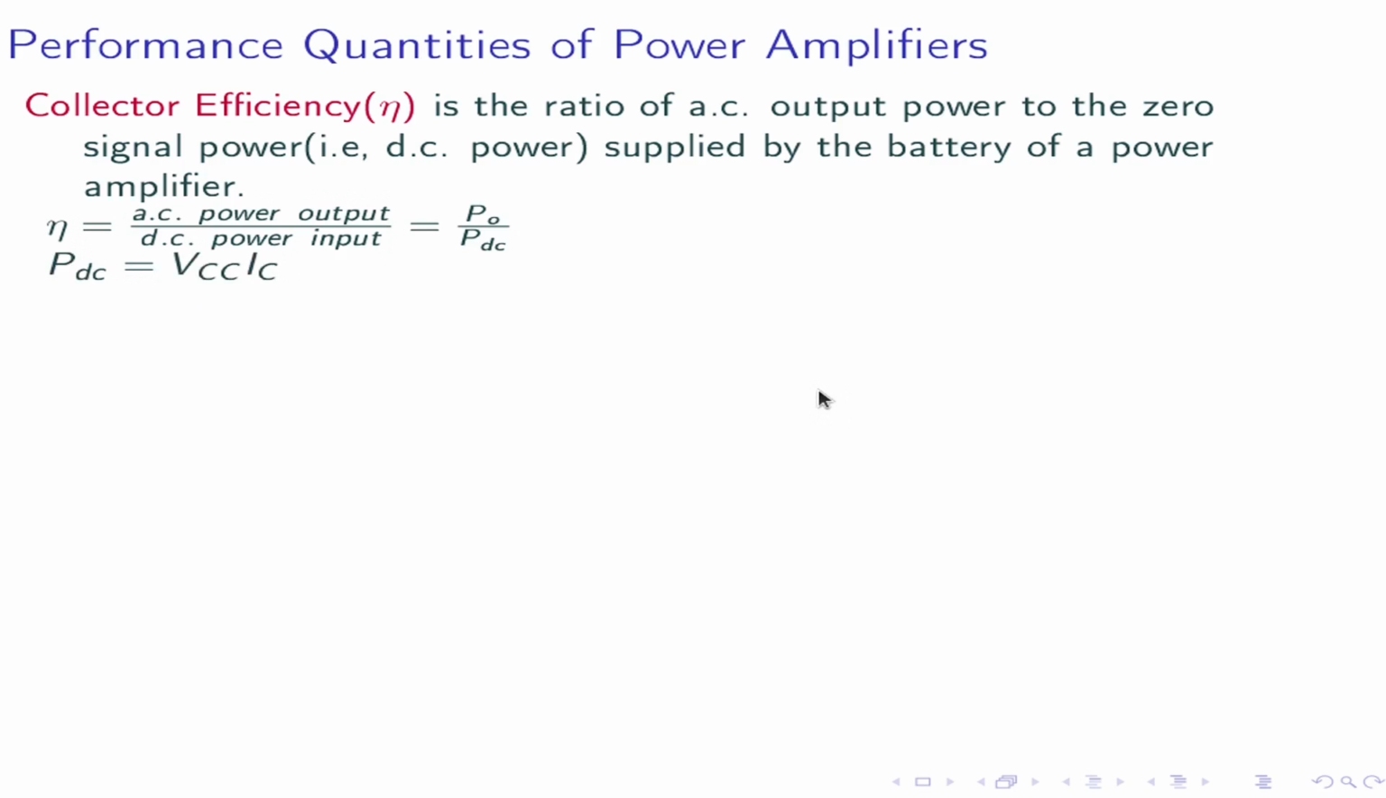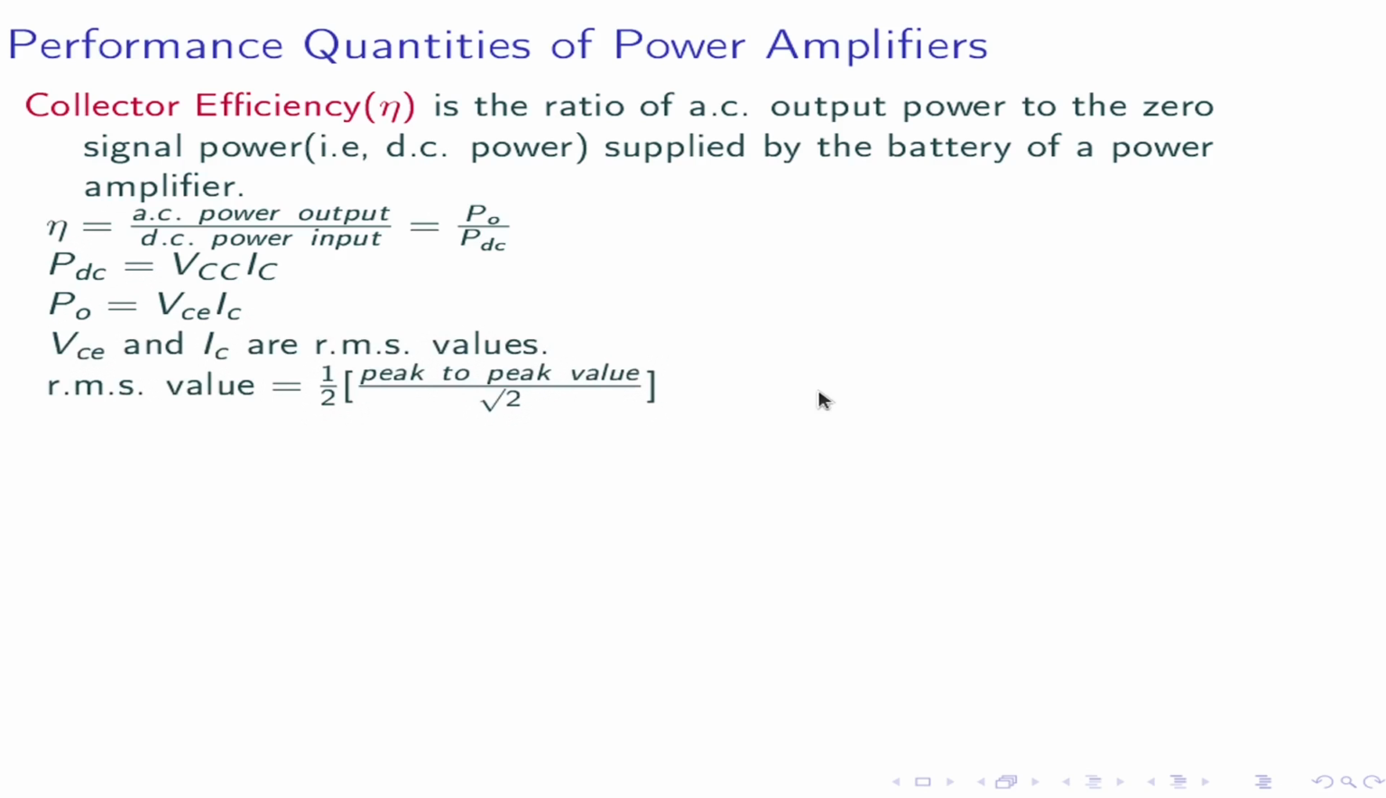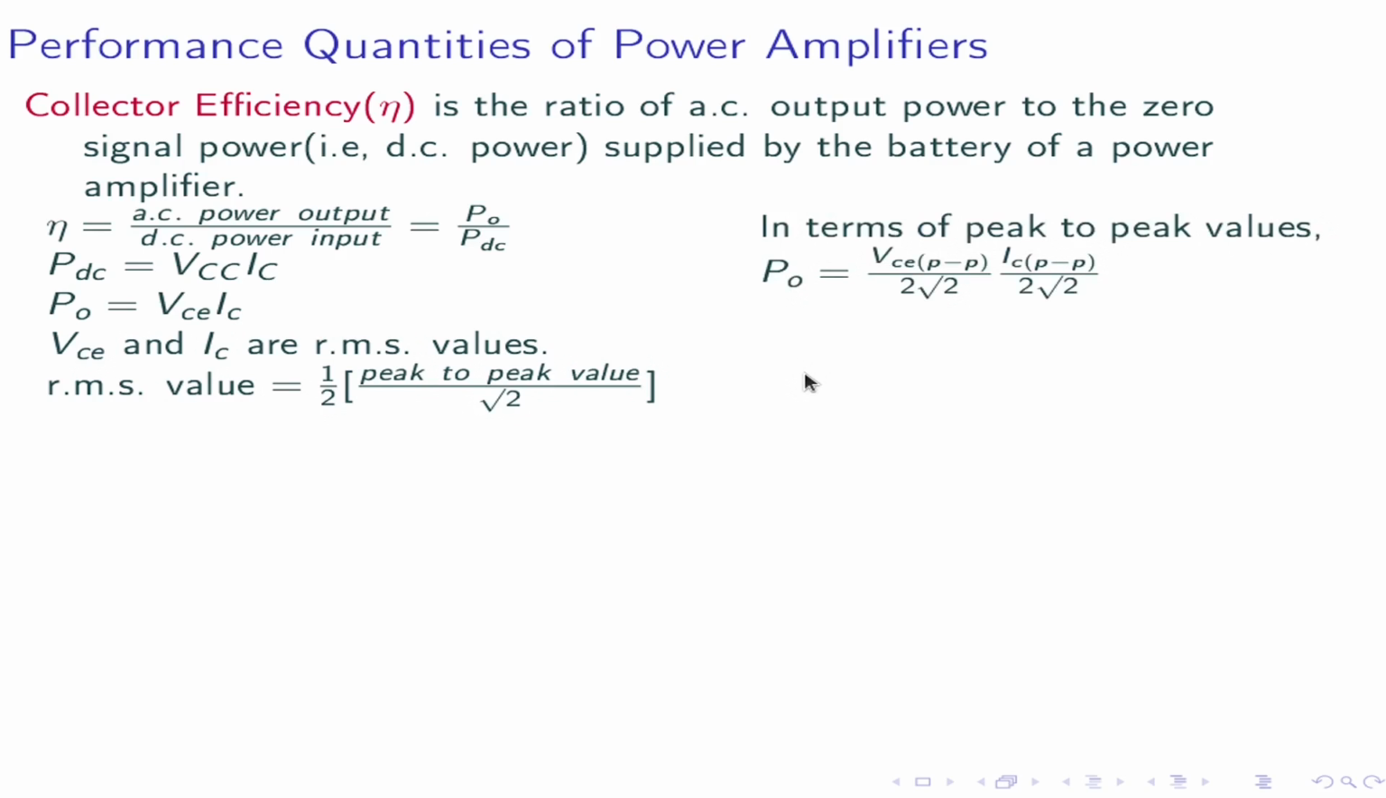PDC is VCC into IC and PO is VCE into IC, where VCE and IC are RMS values. We can calculate the RMS values by using RMS value is equal to half into peak to peak value by square root of 2. In peak to peak values, we have PO is equal to VCE peak to peak by 2 root 2 into IC peak to peak by 2 root 2. That is, PO is equal to VCE peak to peak into IC peak to peak by 8, since 2 root 2 into 2 root 2 is 8. Eta is equal to VCE peak to peak IC peak to peak divided by 8 into VCC into IC.